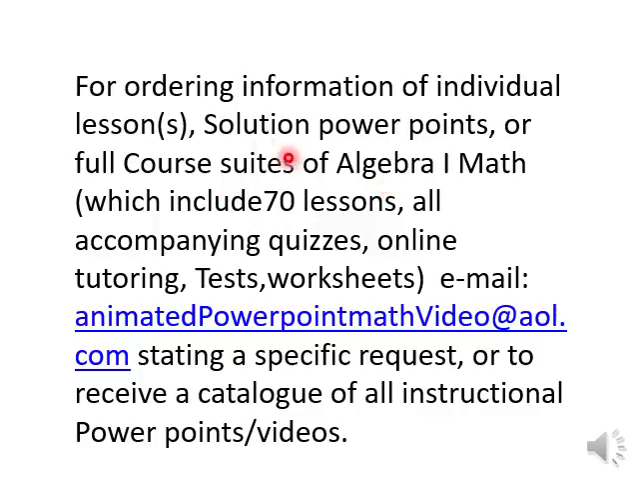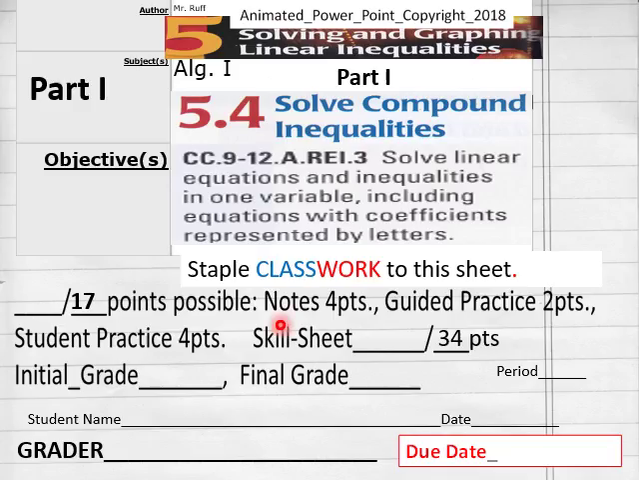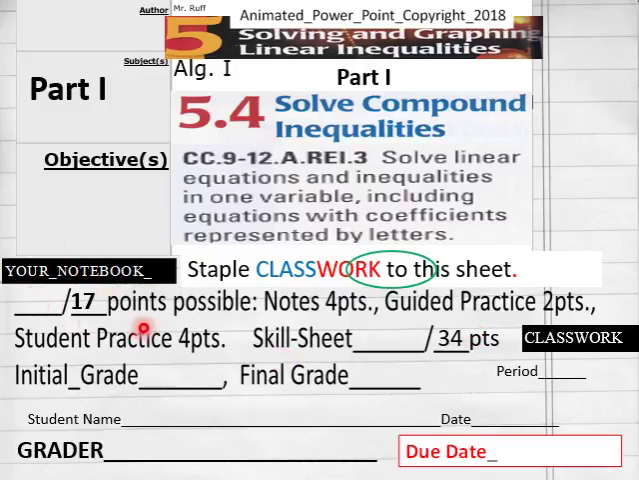Hello everybody, getting ready to do lesson 5.4 of Algebra 1 Math. 5.4, solve compound inequalities, part 1. Here is our standard. We have 34 points for a skill sheet, and 17 points for a notebook guide.